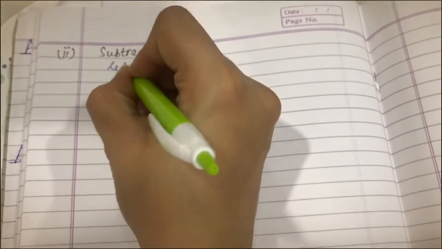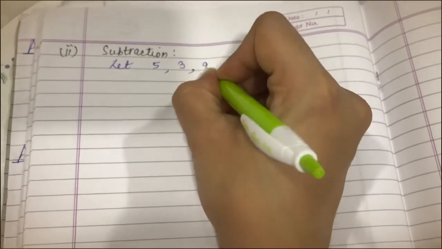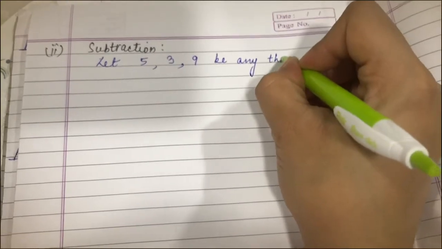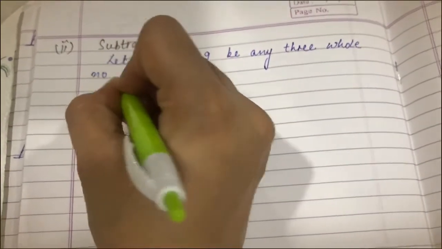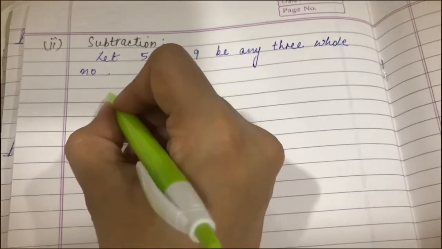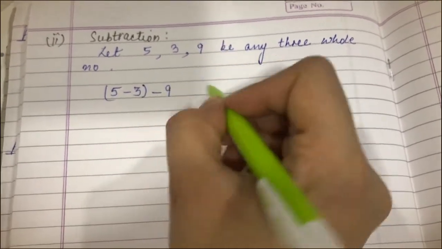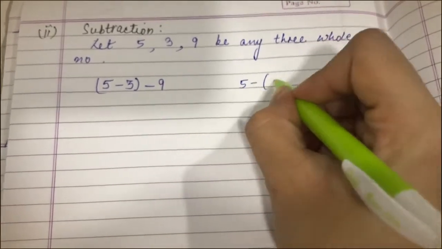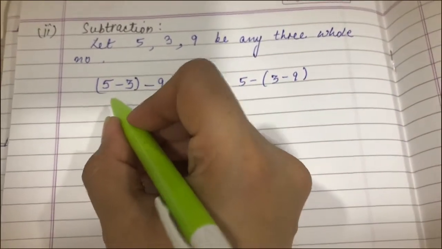So for that, let me assume 5, then 3 and 9 be any 3 whole numbers. For associative property, what we discussed, we only need to make the pairs. So let me take the first pair as 5 minus 3 and from the answer I will subtract 9. In the second pair, let me subtract 3 minus 9 first, and then subtract that from 5. Let me check whether we will get the same answer or not.